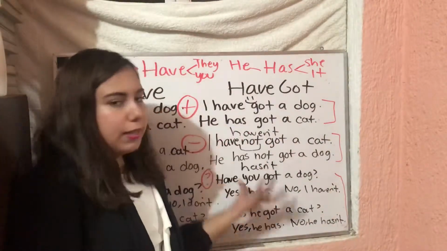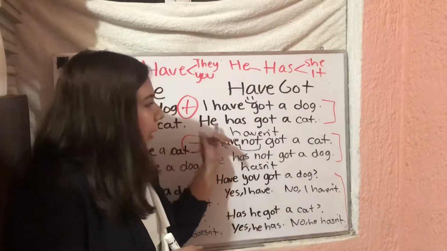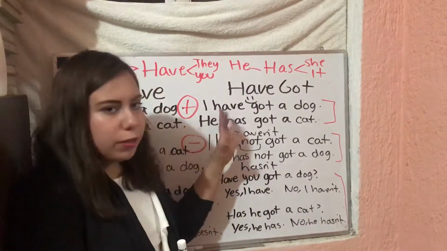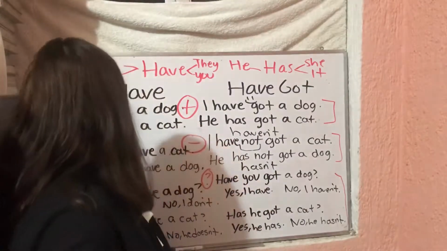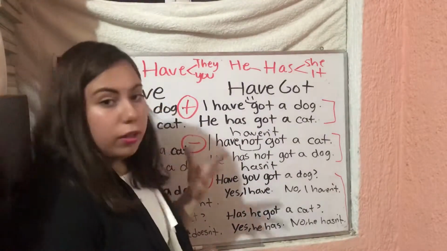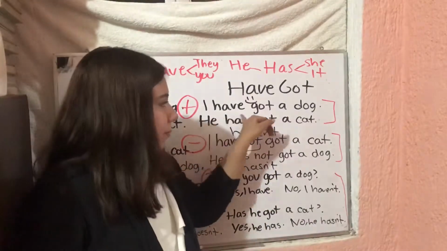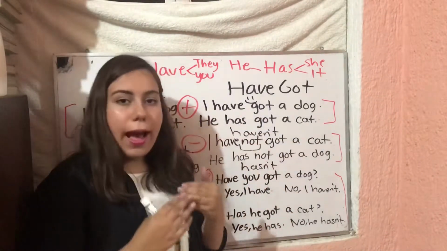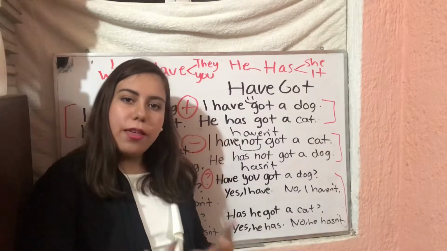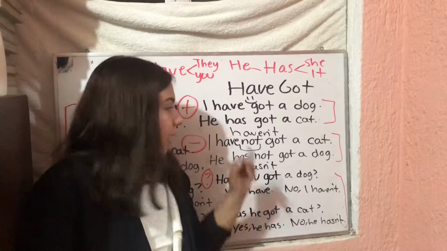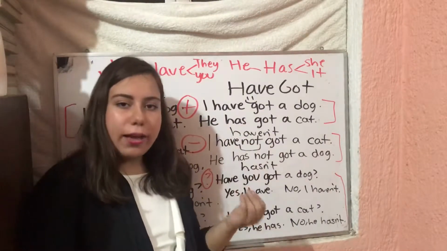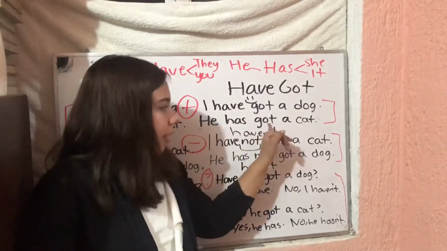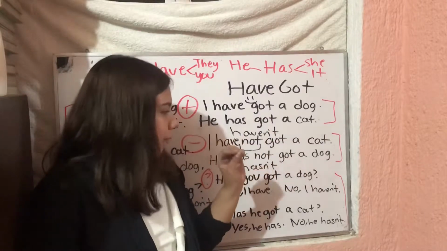Ok, aquí ya es un poquito diferente. I have got a dog, he has got a cat, sorry. Ok, aquí no hay tanta diferencia. En el americano de acá tenemos I have a dog y acá I have got a dog. Entonces la única diferencia es que tengo have got. I have got, we have got, they have got, you have got, he has got, she has got. ¿Ok? Entonces el have o el has y al ladito got. Hasta aquí es la única diferencia.